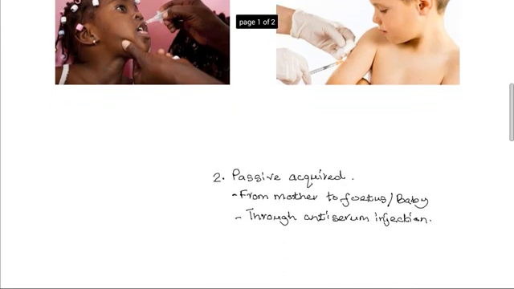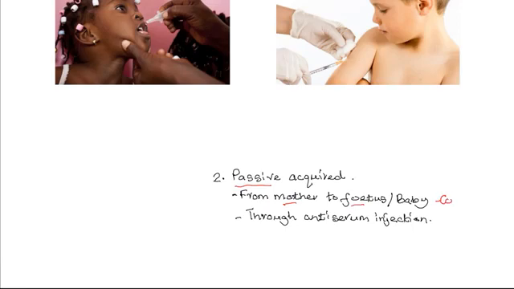Certain antibodies can pass across the placenta from the mother to the fetus, thereby conferring upon the fetus when it is born some immunity. Secondly, during breastfeeding, especially the first milk, known as colostrum, is rich in antibodies. So the baby is able to acquire these antibodies and get protection or immunity, even though temporary, because antibodies, being proteins, have a limited lifespan. So from mother to the fetus or mother to the baby, antibodies are passed naturally.